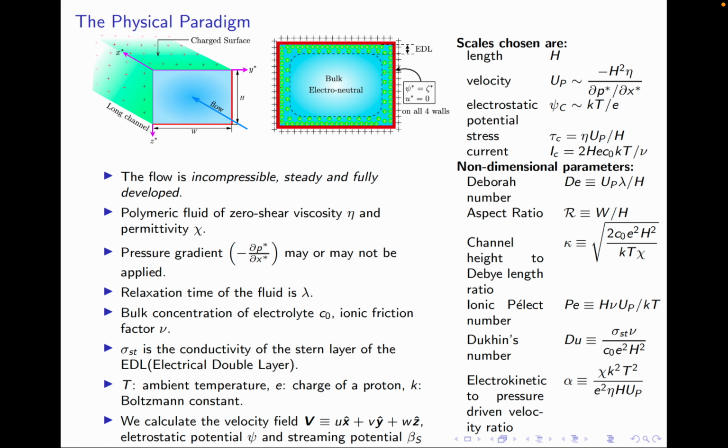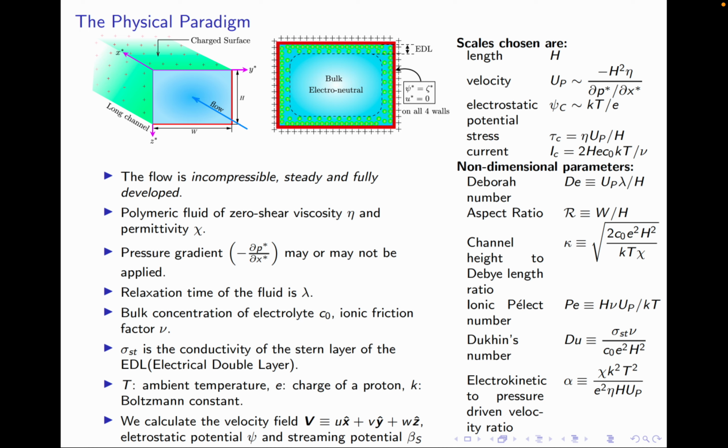Some dimensionless quantities emerge when we non-dimensionalize the governing equations. The Deborah number tells us how large is the relaxation time of the polymer as compared to the time scale of the flow. We then have the aspect ratio R. Kappa tells us how large is the channel height compared to the Debye length. The Debye length is the length across which the effect of the charged walls reduces significantly.